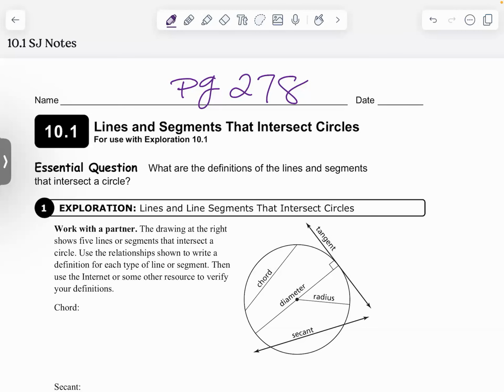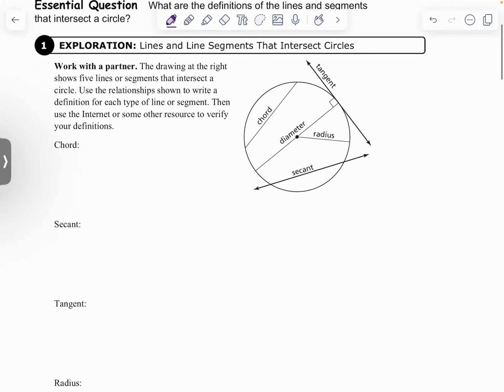Okay. We're gonna have to talk about a lot of vocabulary today. All right. So just bear with me. Okay. But what we're gonna do is we're gonna look at this picture and maybe come up as a class with what these things are. So there's the circle.